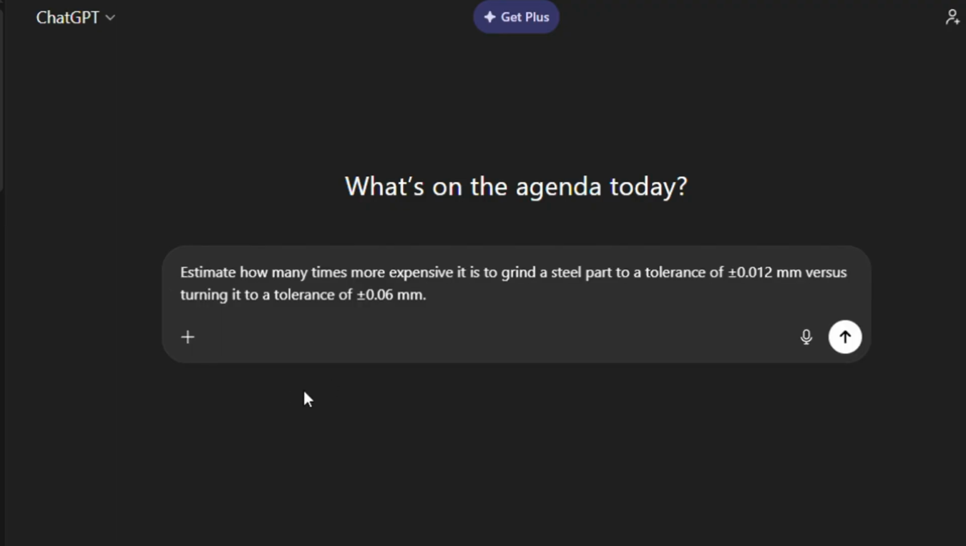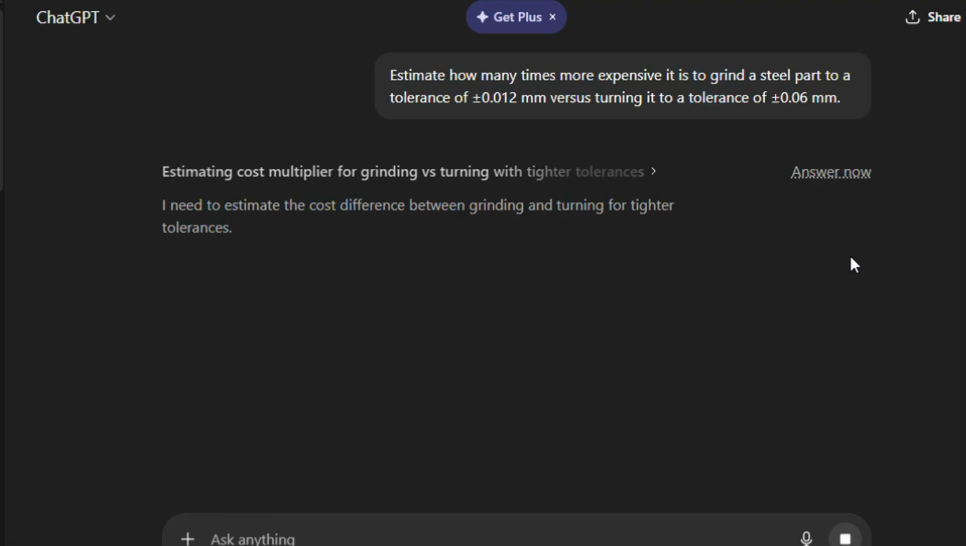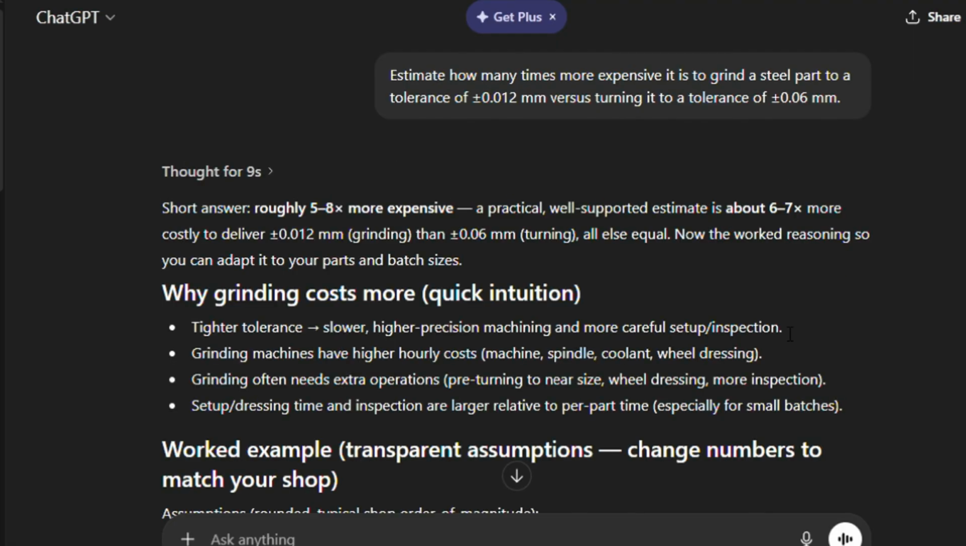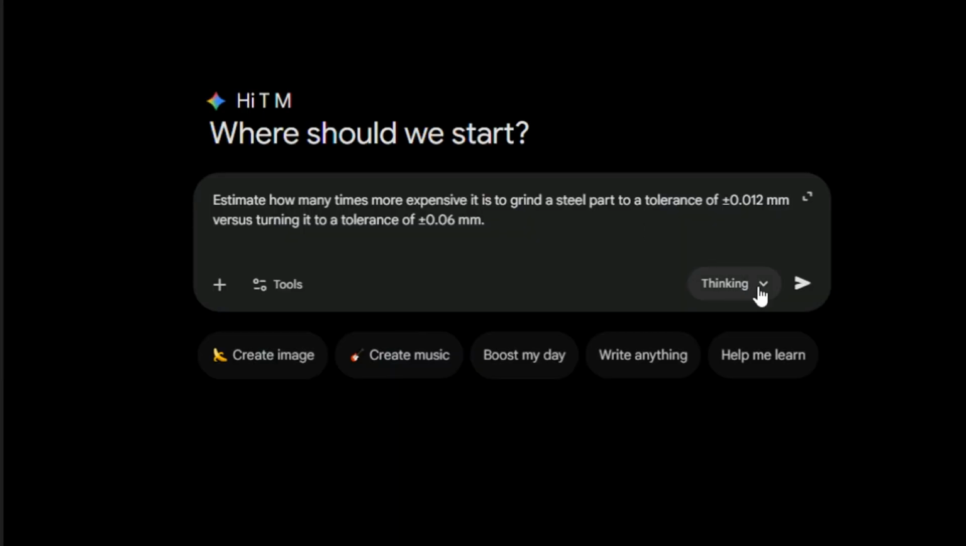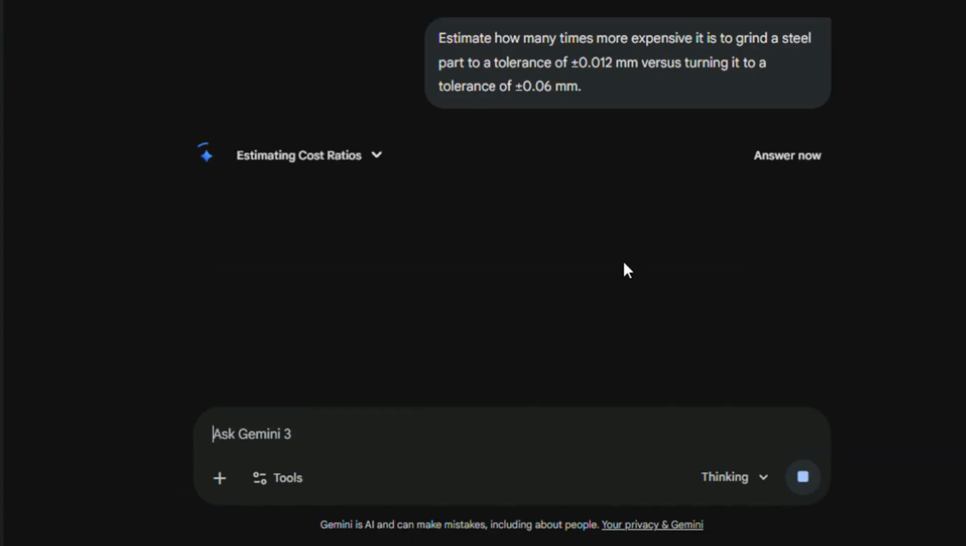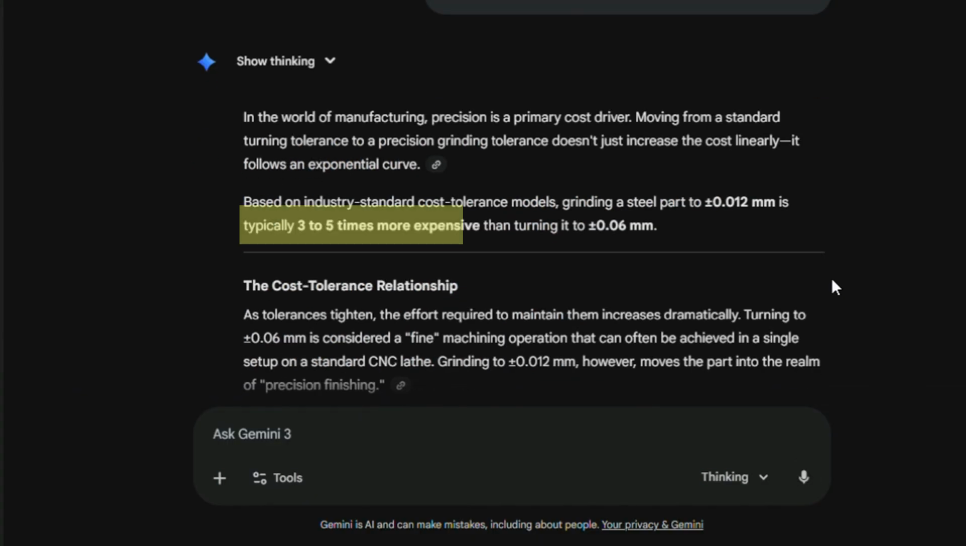So let's start with ChatGPT. This is ChatGPT, the basic mode, no premium, and with thinking mode enabled, and it returned 5 to 8 times more expensive. So a cost increase of 5 to 8 times. Okay, then let's go check with Gemini, also basic account, no premium, and with thinking mode enabled, and yes, it returns 3 to 5 times more expensive.